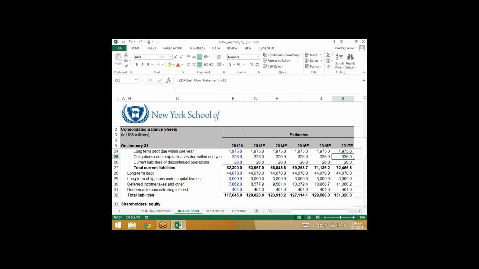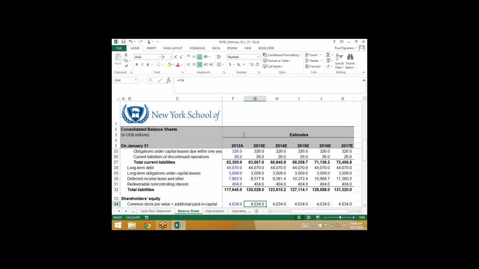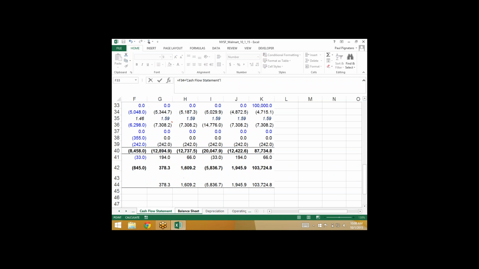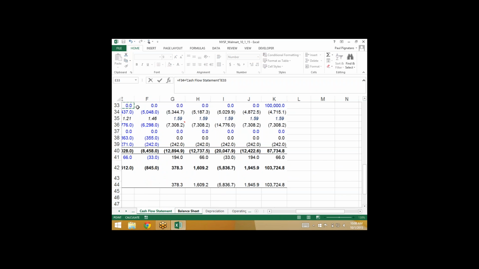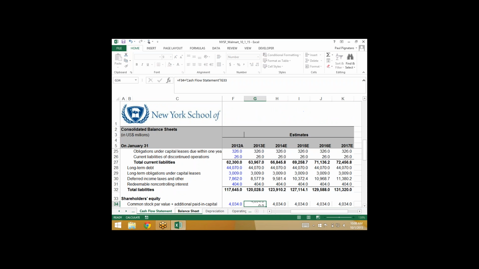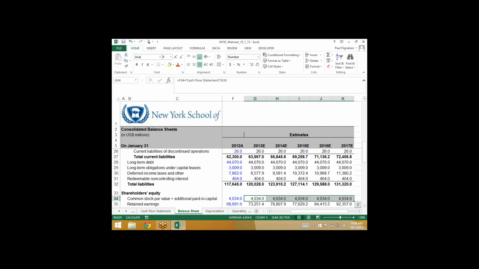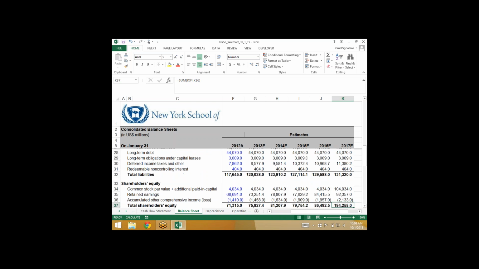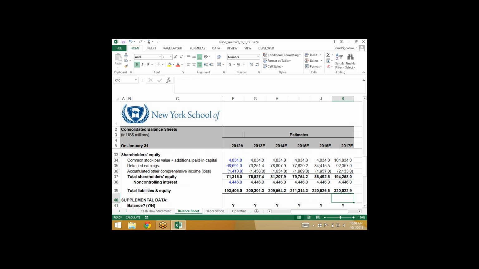So in any year, if I were to raise debt or equity, I'm going to go down to the common stock plus additional paid-in capital, which right now is just equaling the year before. Now it's going to equal the year before plus the potential equity raise. So I'm going to append this formula to say equals F34 plus, on the cash flow statement, this new equity raise line item, which I have as G33. And when I copy this to the right, it should show me that I'm raising 100 million in 2017, and I should now balance again in 2017.